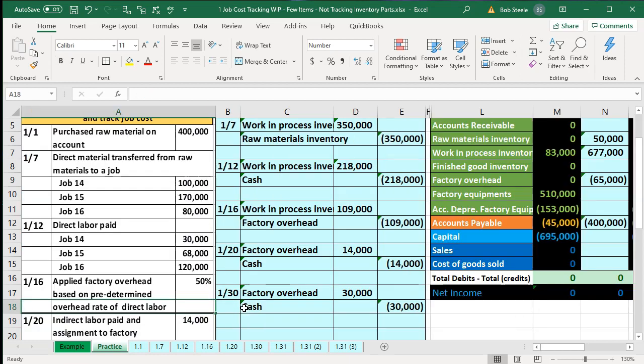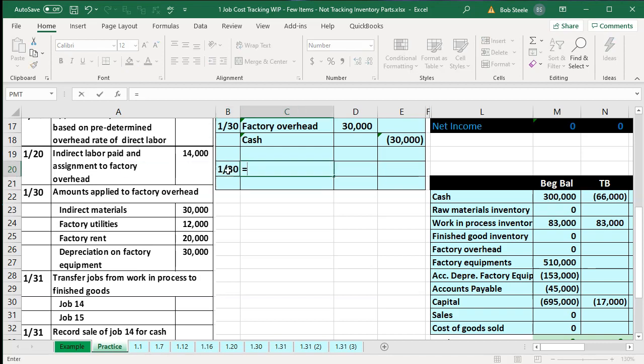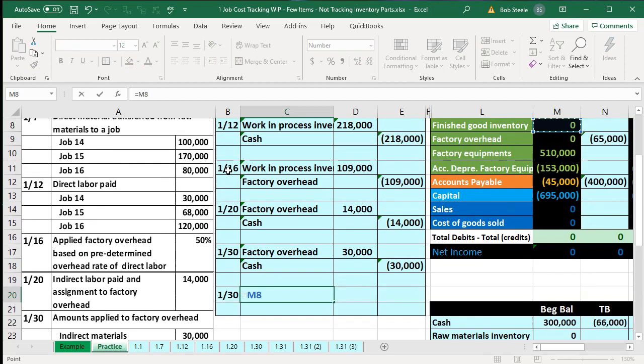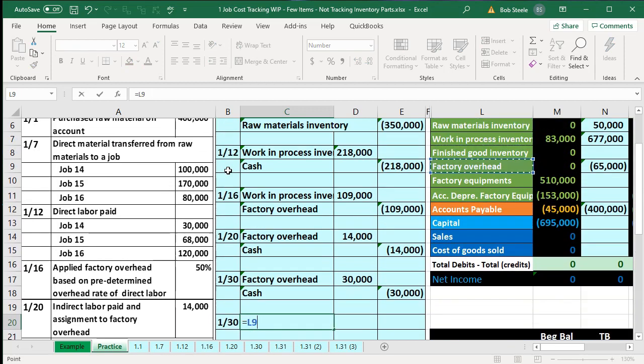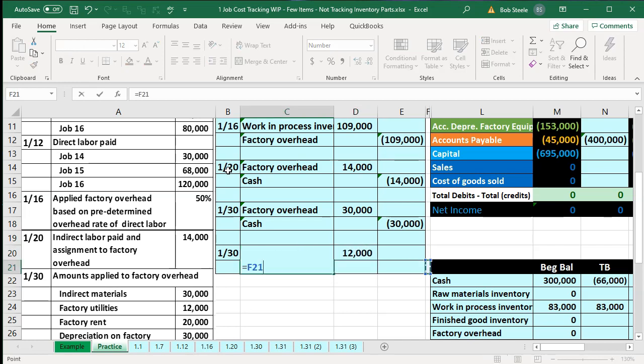Another thing that might be involved in the overhead, we're going to say that we have utilities. Utilities on the factory, for example, where we actually make things, should be in the cost of the inventory. So that's something that we might include in overhead and would want to assign to the job in some way. So we're going to say on 130, once again, factory overhead is going to be increasing. So we'll say there's an increase to the factory overhead, and the amount is going to be for the 12,000. And then the other side, once again, go into cash.